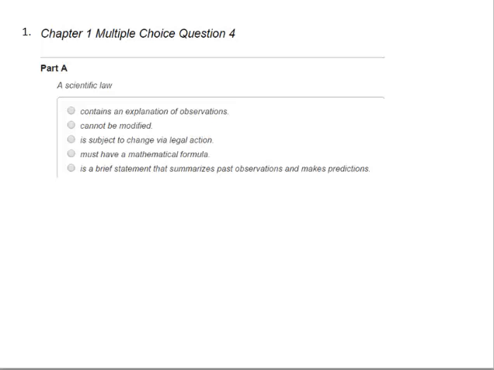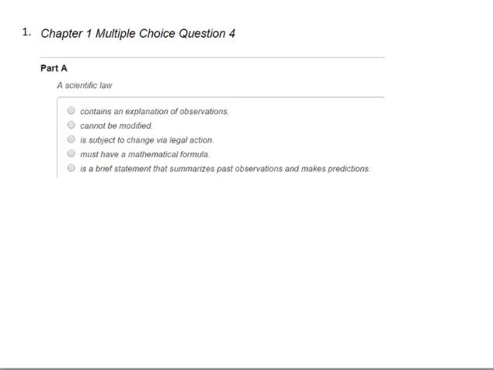And the answer here is the last one. A scientific law is a brief statement that summarizes past observations and makes predictions. So it ties everything together that's known. It summarizes the past observations, and it does so in a way that allows us to look to the future and make predictions that can be tested in other experiments. I don't see others that are a problem here.